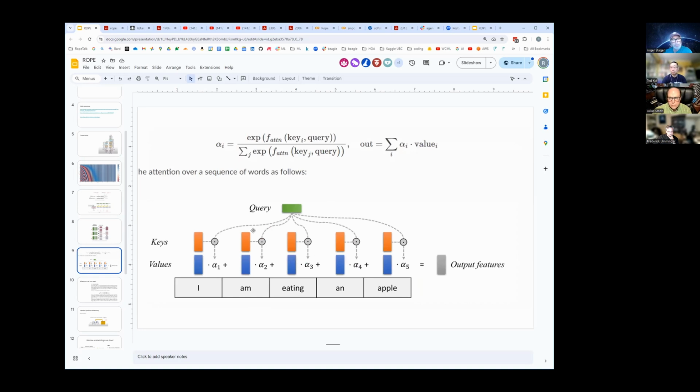For each one of those, you take the query, do the dot product with the key. That gives you kind of a similarity number, a coefficient. You multiply that by the value, and then you sum up all of those, and that's the output of that layer. Ted's got another one here.